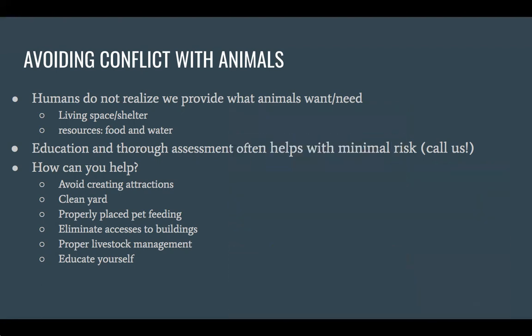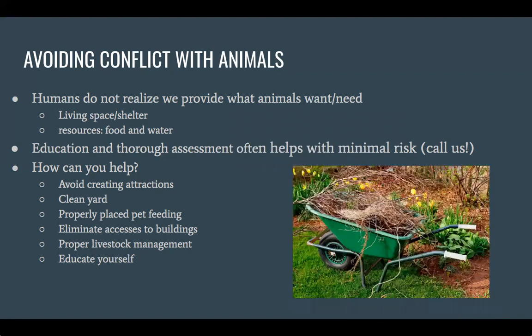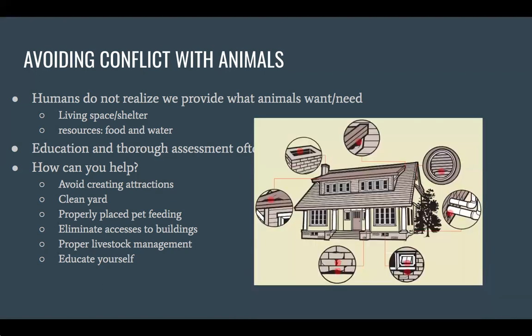So education and a thorough assessment of the situation often helps with minimal risk. And if you come across a situation that you need advice on, you can always call us at 615-5159. That is our hotline number. And other ways that you can help in avoiding conflict with animals is to avoid creating attractions, right? Cleaning your yard, properly placing animal food outside, and if there is any leftover, you either put it back in the container or store it somewhere that animals can't get to it.